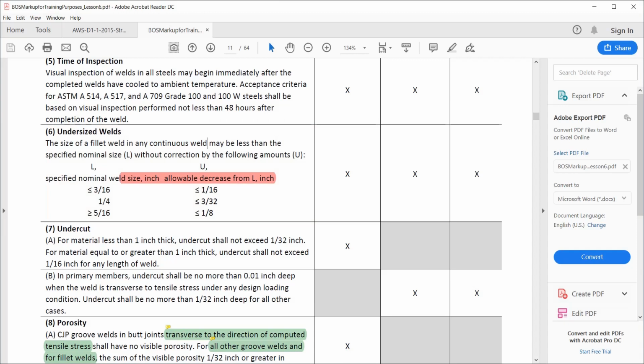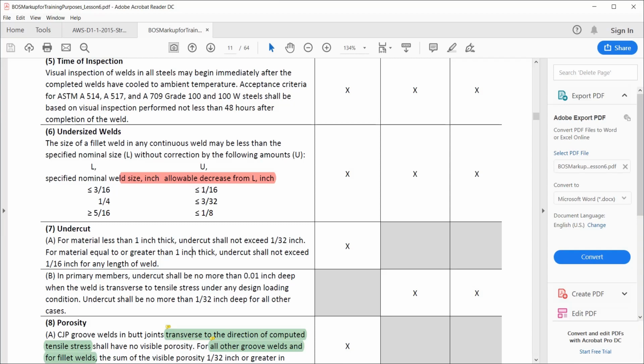So if the specified nominal weld size is less than or equal to, the little left arrow with the underscore means less than or equal to. Right arrow with the underscore is greater than or equal to. But anyway, if the specified nominal size is less than 3/16 of an inch, then the amount that you can be under is less than or equal to 1/16. Then for 1/4 only, less than or equal to 3/32, and then for greater than or equal to 5/16, it can be undersized up to 1/8.